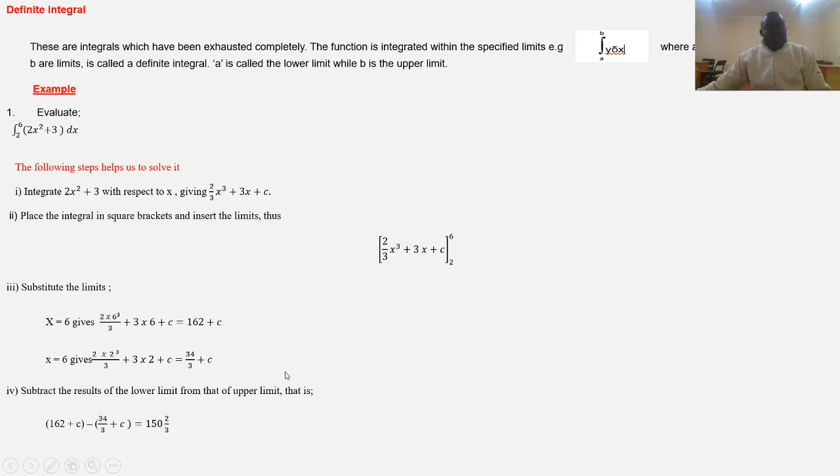Because it will cancel out at the end of it. When dealing with definite integrals, when you are given the limits, there is no need to write the c because the c usually cancels out.